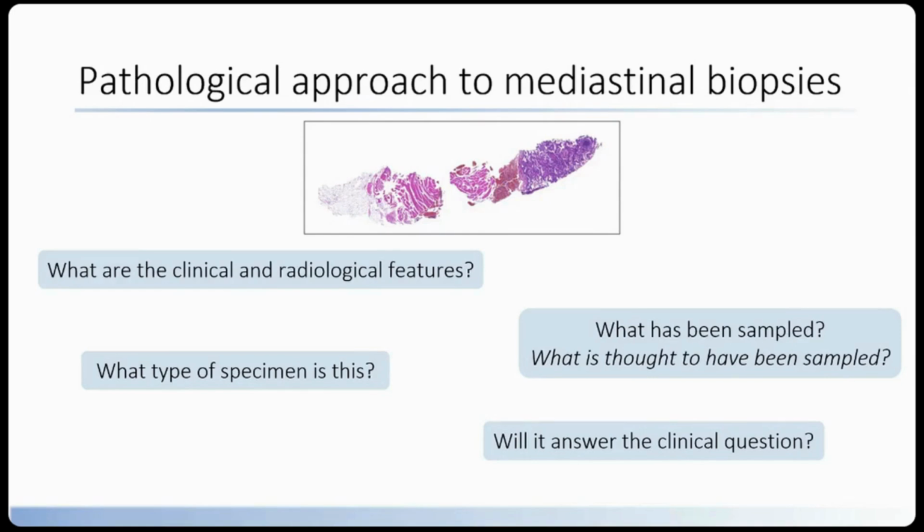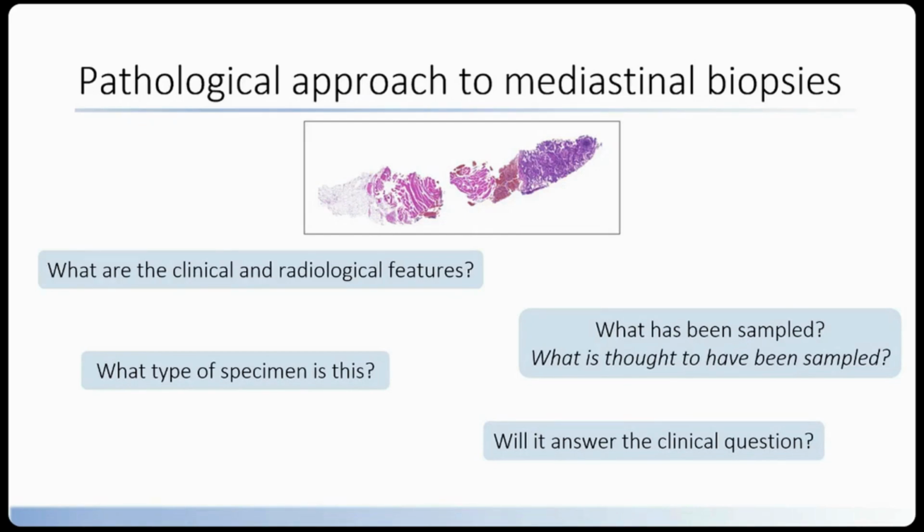clinical question? So say, for example, and we quite frequently have this conversation with our clinical colleagues, you're asking the question of query low-grade lymphoma, and you have done an EBUS FNA and just put it in formalin and sent it to us. Actually, is that the best modality of investigation in order to answer that question?